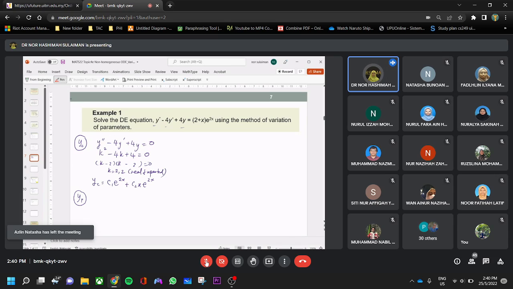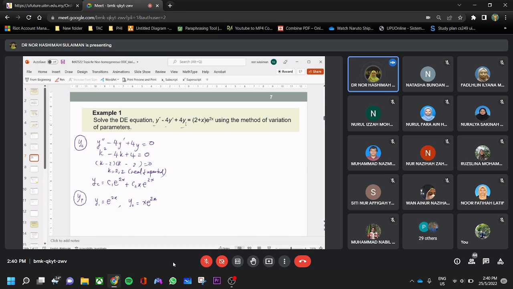YP. Okay, daripada YC kita ada apa? Kita ada Y1. Y1 sama dengan apa? Basic solution untuk YC tu? E to the power of 2x, right? Y2 equals to? Okay, datang dari mana ni? Datang dari mana benda ni? Dari YC. Ya, dari YC. Ini adalah C1 Y1 plus C2 Y2 kan?